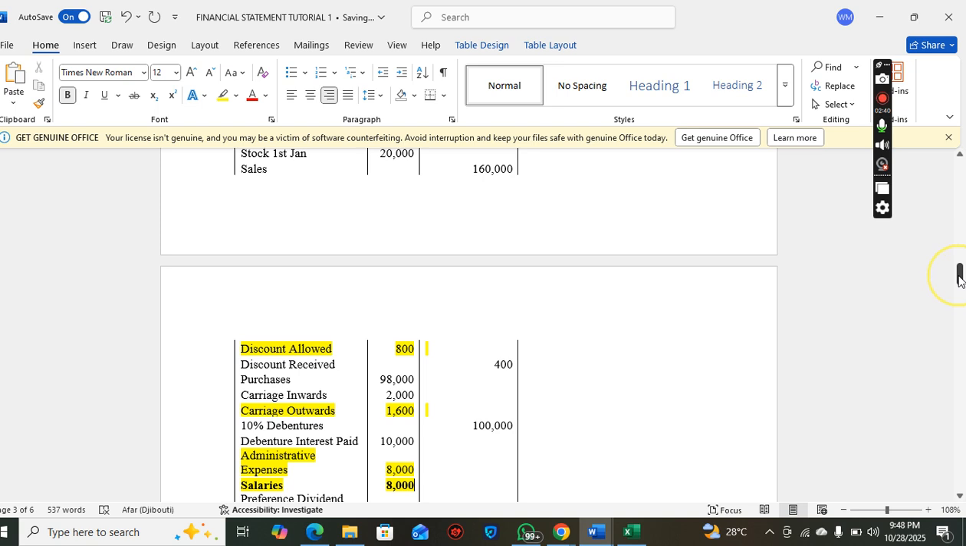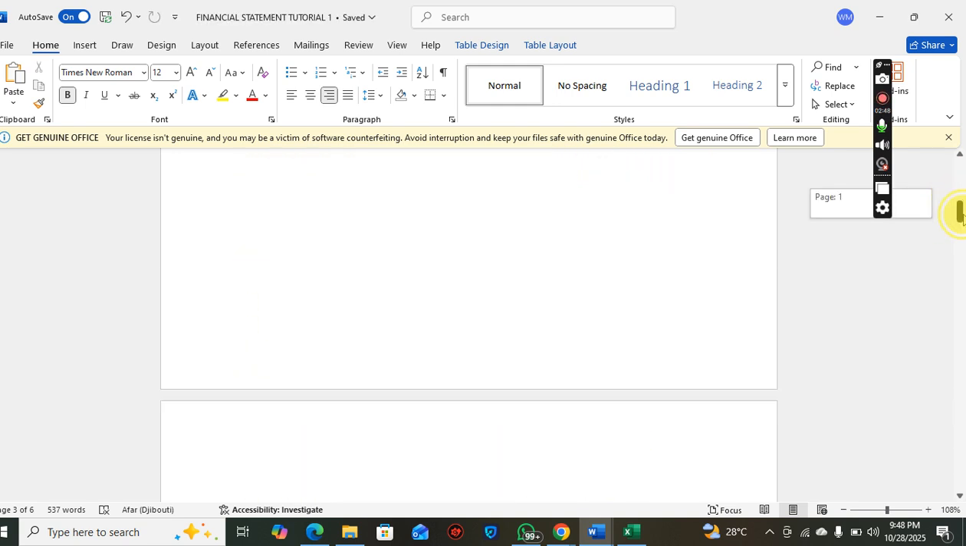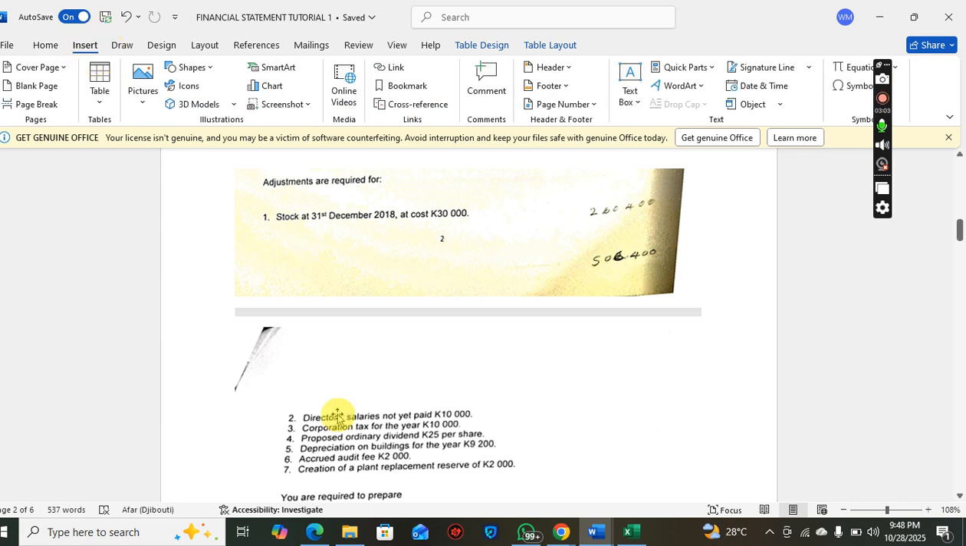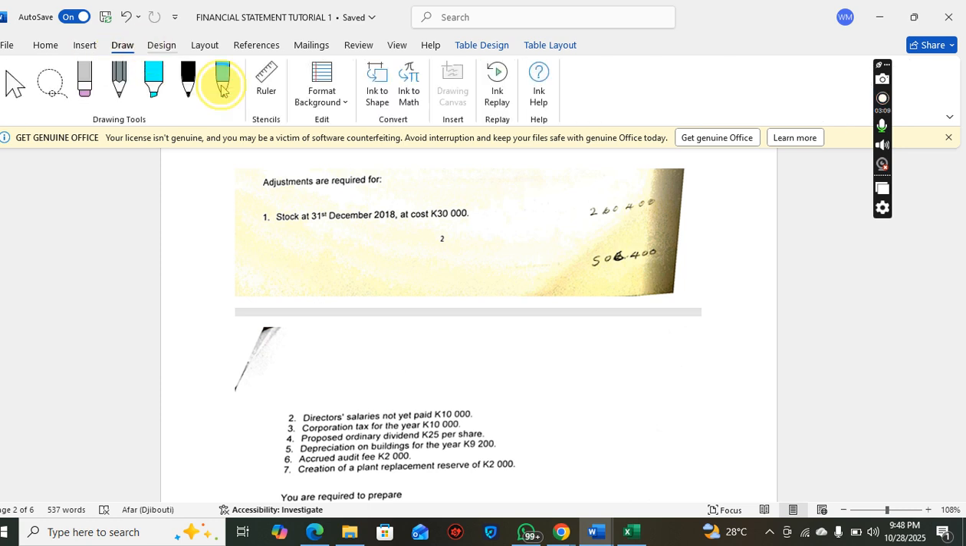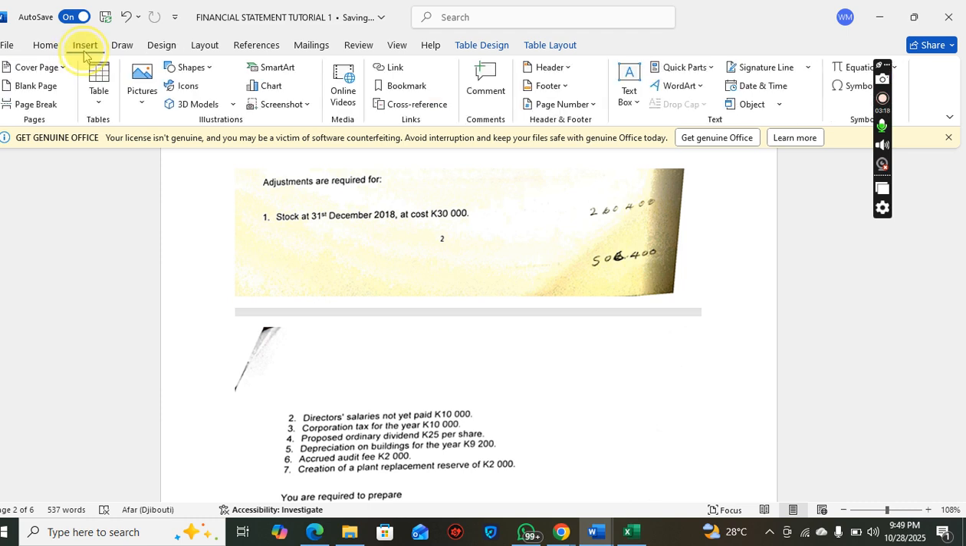And remember, we also have additional information too. Okay, because as I said, this additional information in the question, where is this? Yes, this additional information, usually it's done when you reach the statement of profit or loss. Okay, they've told us here we've got director salaries not yet paid. This is an accrued expense. Okay, an expense, when you incur it and you don't pay for it, that's an accrued expense, so we record it.